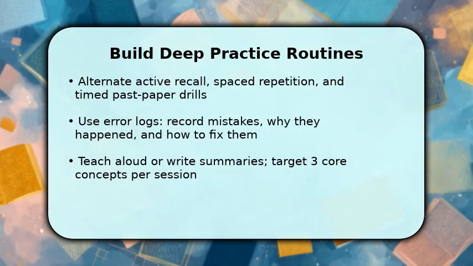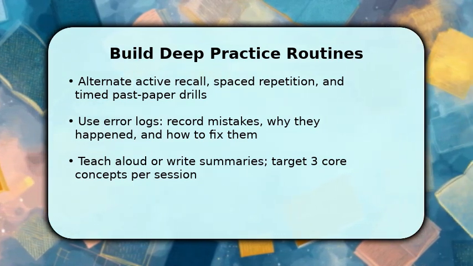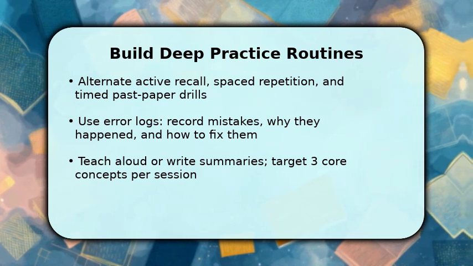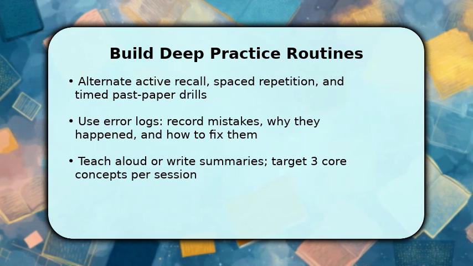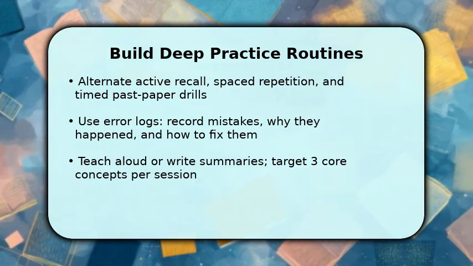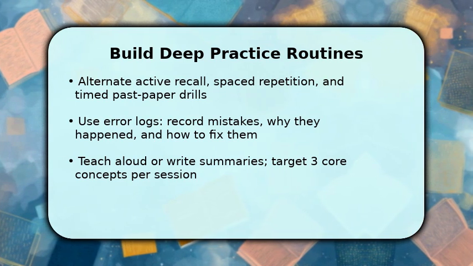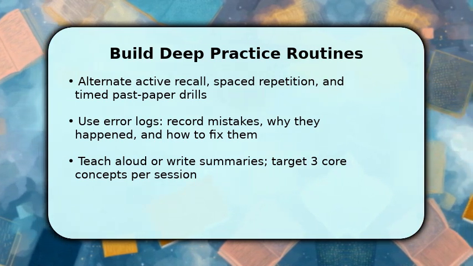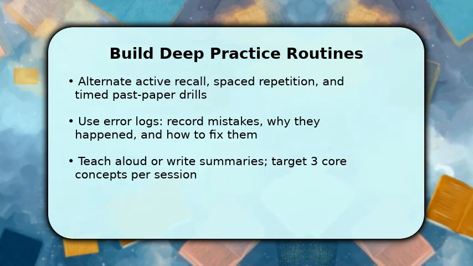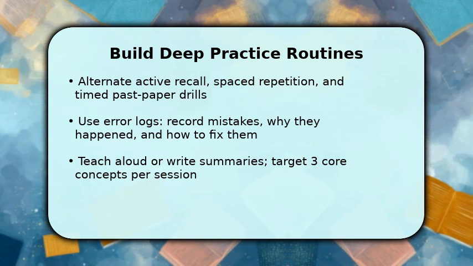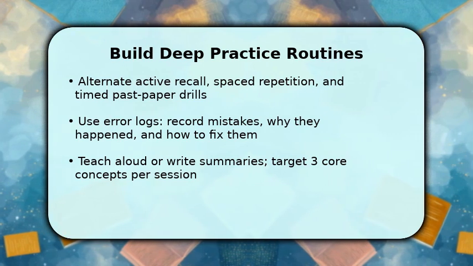You move into deliberate practice. Alternate active recall with spaced repetition and timed past paper drills so retrieval strengthens memory and speed. Once done with a set, update an error log, record each mistake, why it happened, and the corrective step, because fixing patterns beats repeating them. Make sure to teach key ideas aloud or write concise summaries targeting 3 core concepts per session. This transforms passive review into robust understanding. Vary problems and simulate exam timing to build accuracy under pressure.